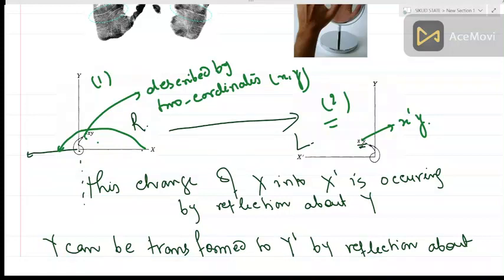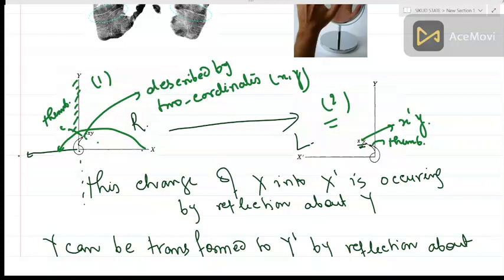Now this is the XY axis. This is like your left hand and this is like your right hand. This is your thumb. This is your thumb. Try to imagine, because solid state crystallography is more about imagination. You have to picturize many things in the mind. So these are your two hands. This is X axis. This one is X dash. This change into X dash is occurring by reflection about Y. So if this is the mirror, your X axis is reflected and it is found here. So this is X dash.